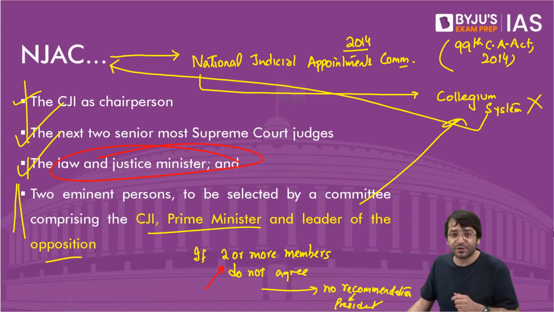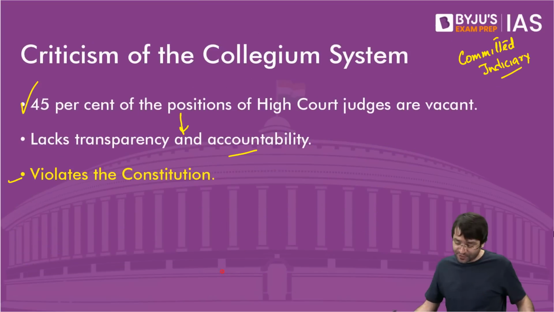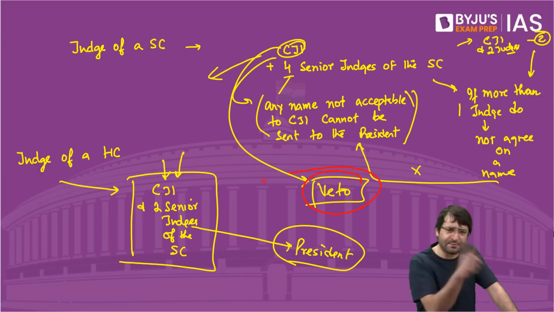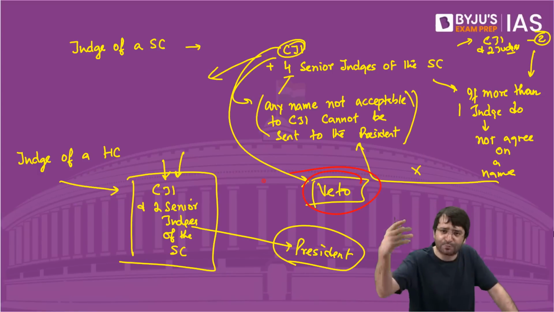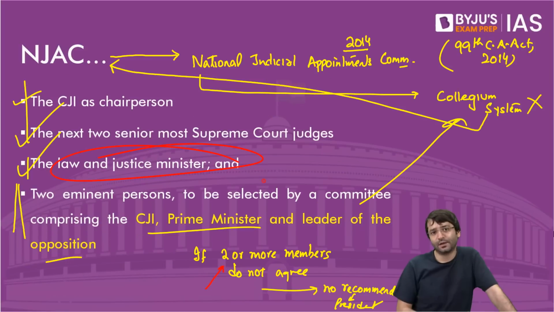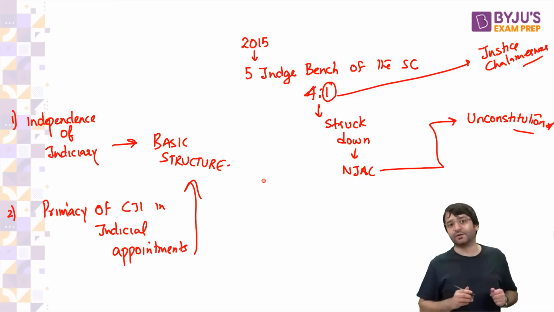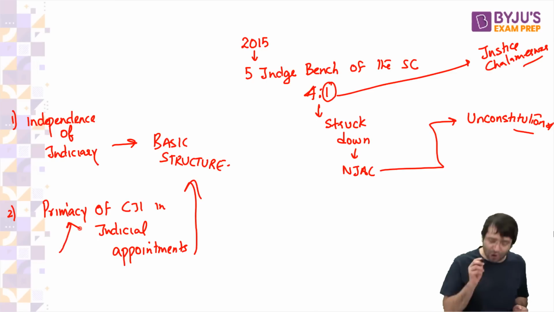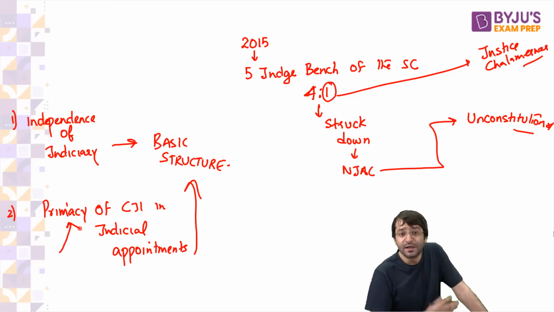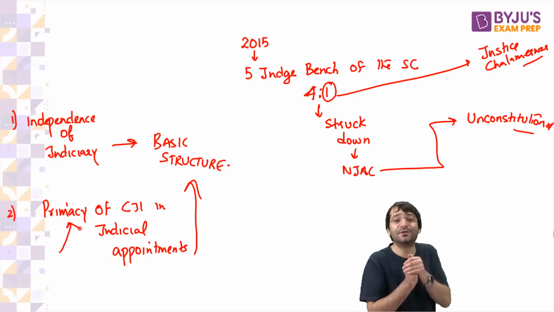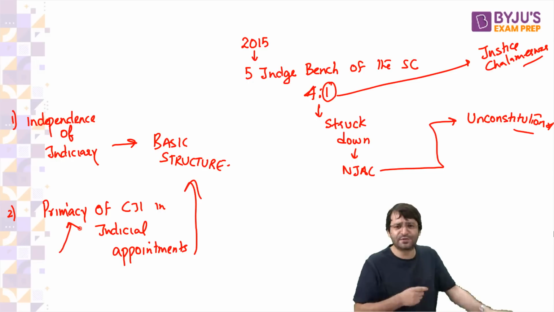Previously, what was the position? The Chief Justice of India had the virtual veto in appointment. Any name not acceptable to the Chief Justice of India cannot be sent to the President for appointment. Four judges of the Supreme Court said, look what NJAC is doing. It has snatched this veto of the Chief Justice of India. This veto, and now a beautiful word is given to it, primacy of Chief Justice. Say veto of Chief Justice.